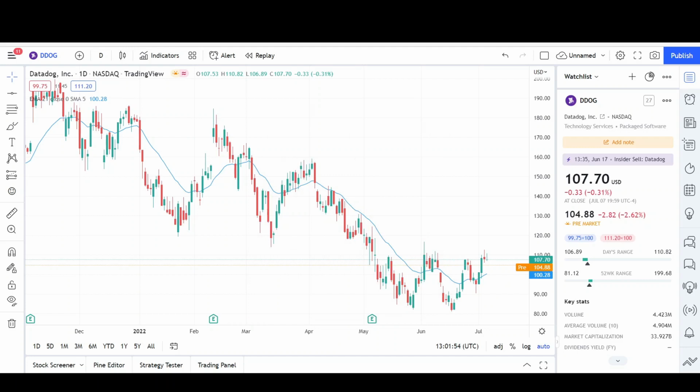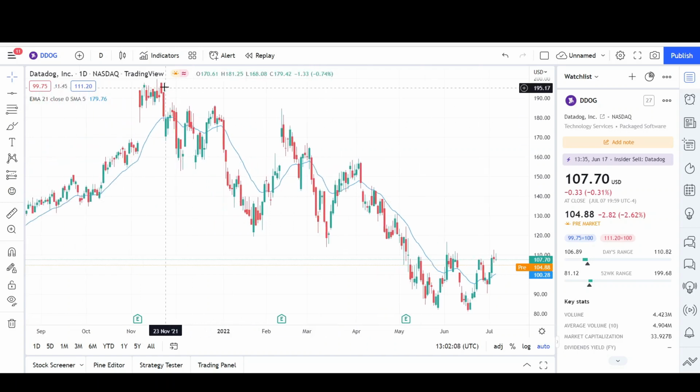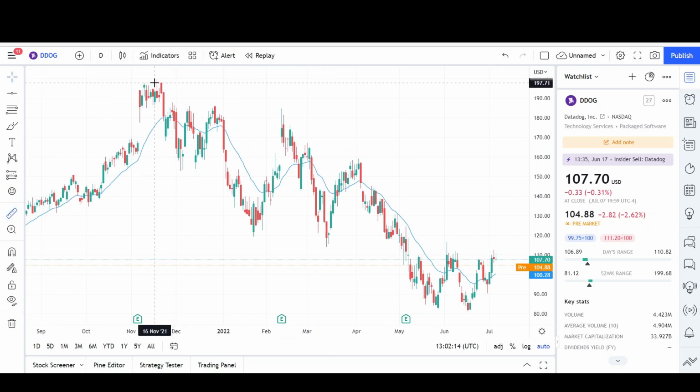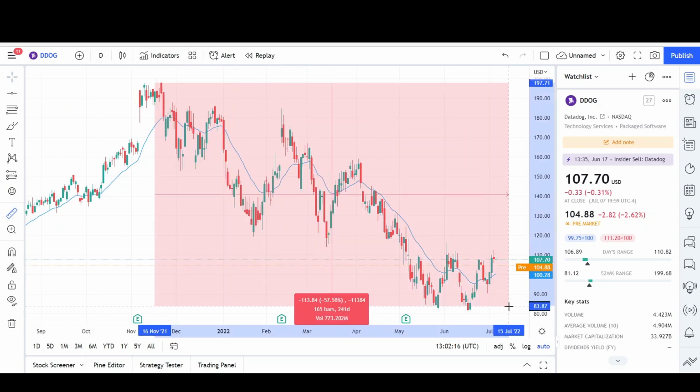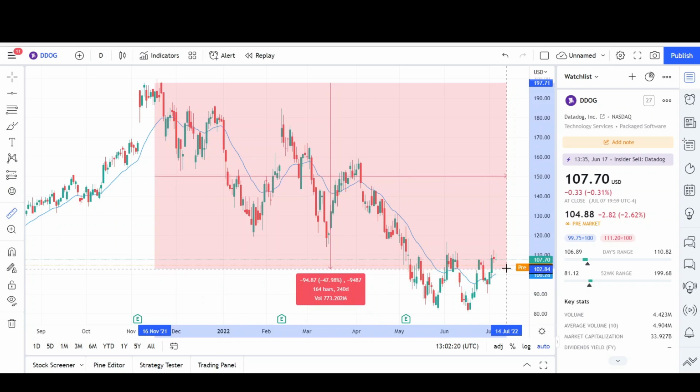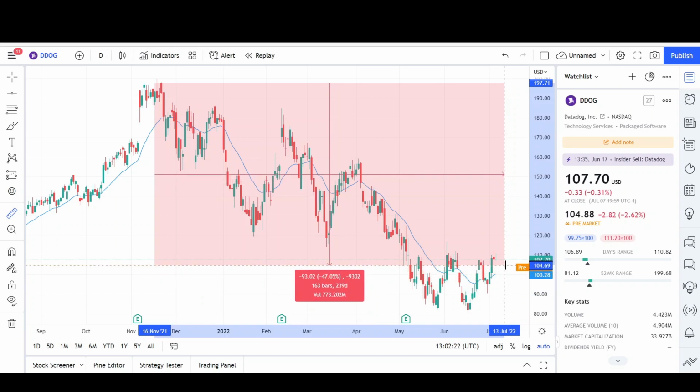I will first go over what I see in the daily chart and finish the video off with the weekly chart. Here we have the daily chart, and it looks like we've been selling off since it made a high around 197 back in November of 2021. Let's see the percentage drop thus far. It looks like DDOG dropped 58%, and currently we're trading around a 47% drop.